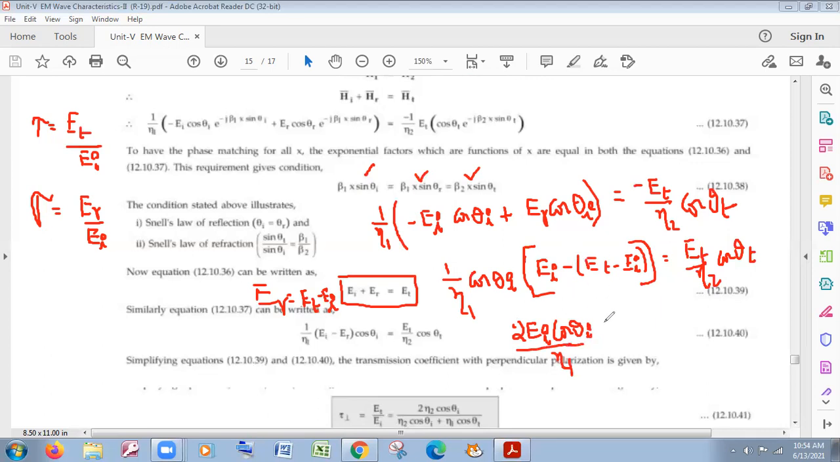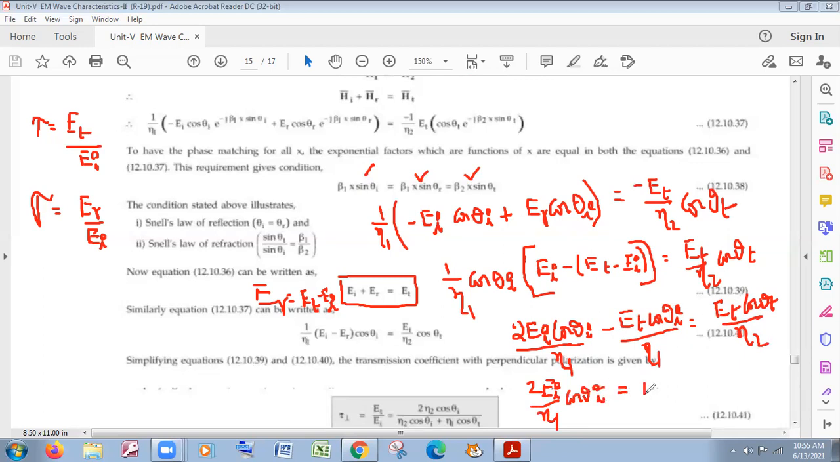And here the minus ET cos theta I by eta 1 is equal to ET cos theta t by eta 2. Now to get the ET by EI, bring that minus ET to the right hand side: 2 EI by eta 1 cos theta I is equal to.